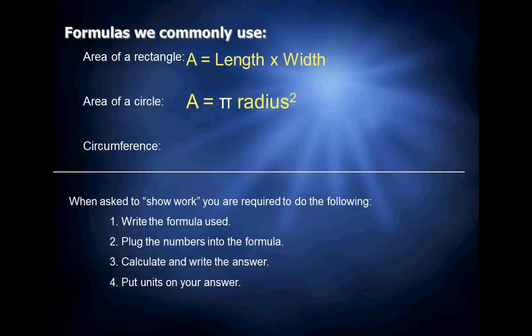What does squared mean? Okay. Not times 2. Times itself. And then circumference of a circle, the length around the outside of a circle. The formula for that is pi times diameter. The diameter is the distance across the circle through the middle. What's the radius? Half of the diameter, from the midpoint to an edge.